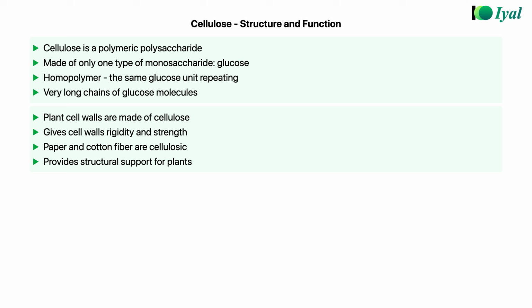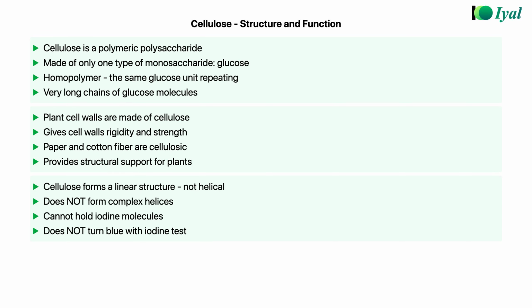Paper is made from plant pulp. It's cellulose. Cotton fiber, cellulose. This is an incredibly important structural material. Here's an important point about cellulose's structure. Unlike some polysaccharides we'll see, cellulose forms a linear structure. It doesn't coil up into helixes.